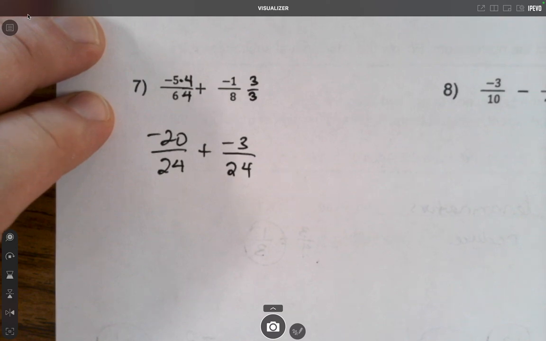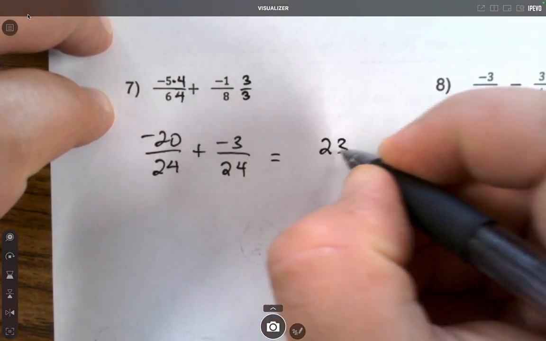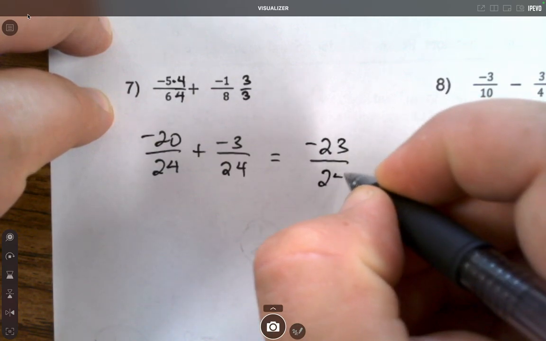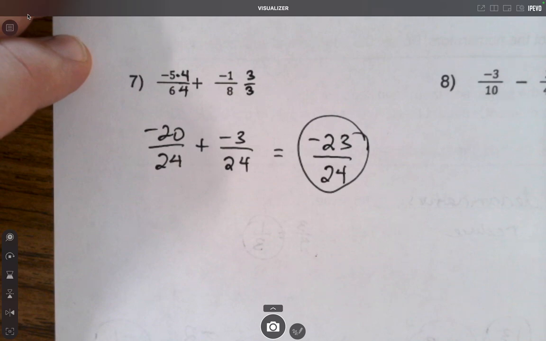So I'm adding two numbers that have the same sign, so I just add those two together, 20 plus 3, and I keep their sign. And that will not reduce, and it's not an improper fraction, so that is our final answer.